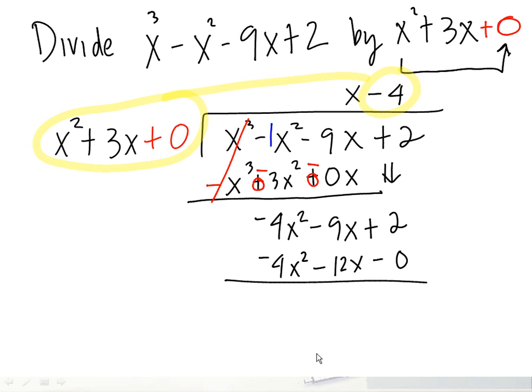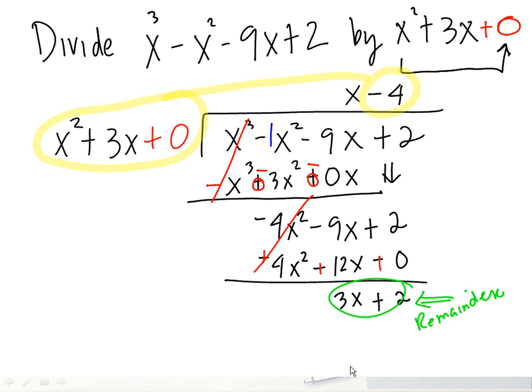Don't forget, you must change all your signs. This cancels, and you have 3x, and you bring down your 2. So this is the remainder here. This is your remainder.